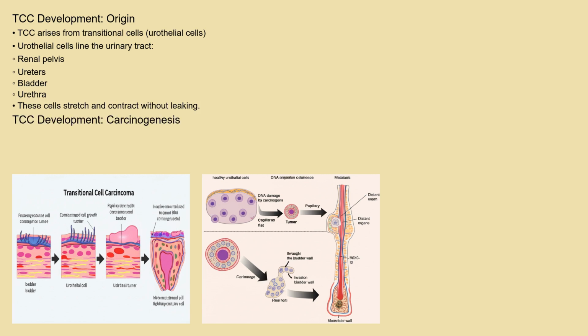The tumor can remain localized, invading only the lining of the urinary tract, or it can spread deeper into the bladder wall and eventually metastasize to distant organs like the lymph nodes, lungs, liver, and bones.